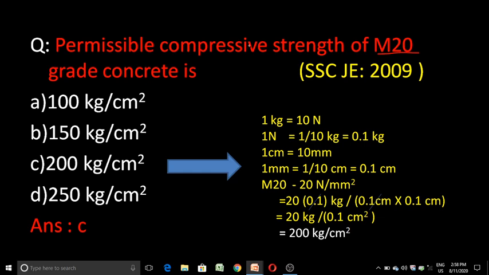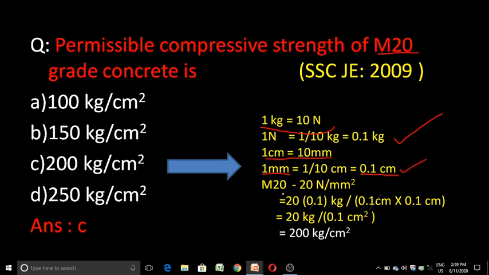So let us start. Before answering this question, you should know some unit conversion. You have to convert Newtons into kgs. So how many Newtons equal 1 kg, you should know. 1 kg equals 10 Newtons, and from this I can calculate what 1 Newton is equal to. 1 Newton equals 1/10 of a kg, that is 0.1 kg. And similarly, 1 centimeter equals 10 mm, so 1 mm is equal to 1/10 of a centimeter, that is 0.1 centimeter.